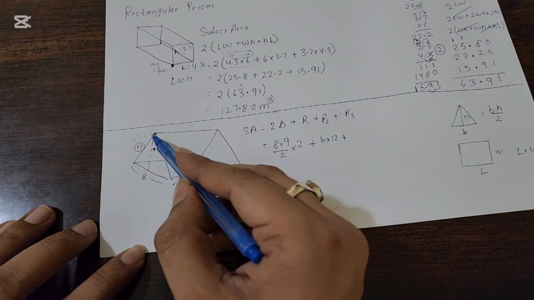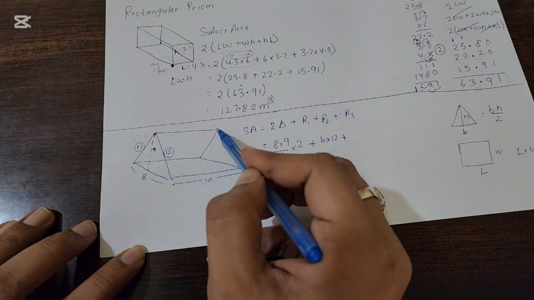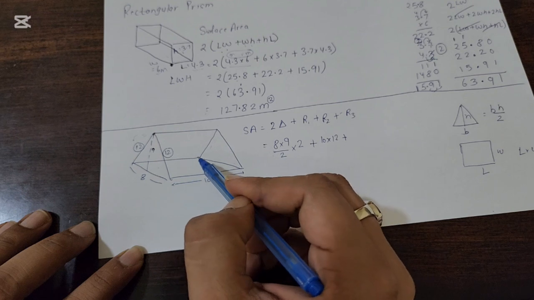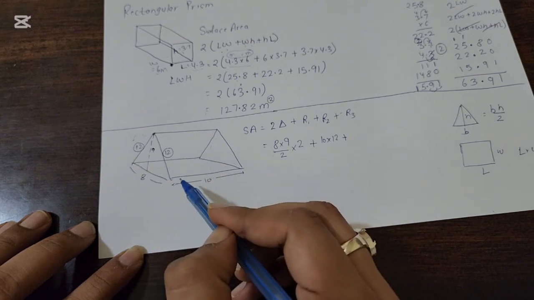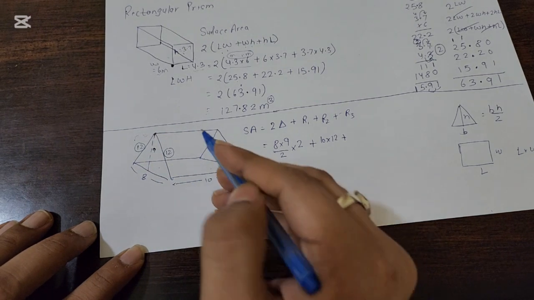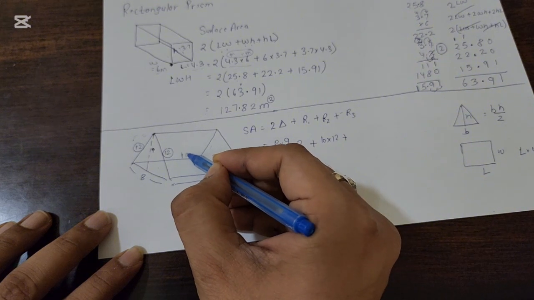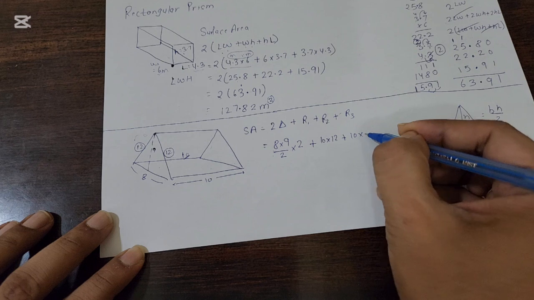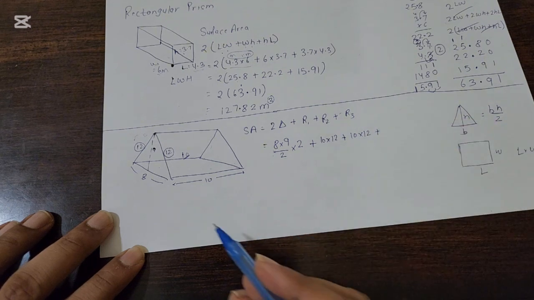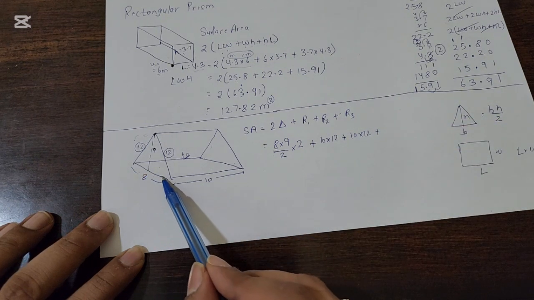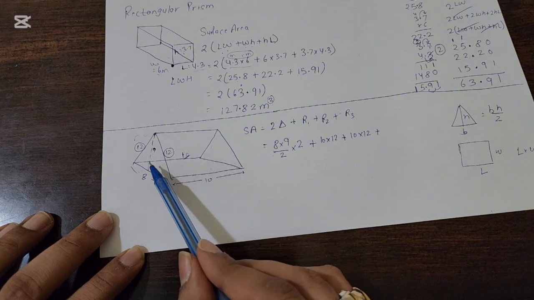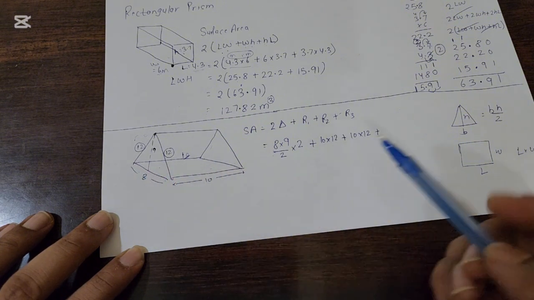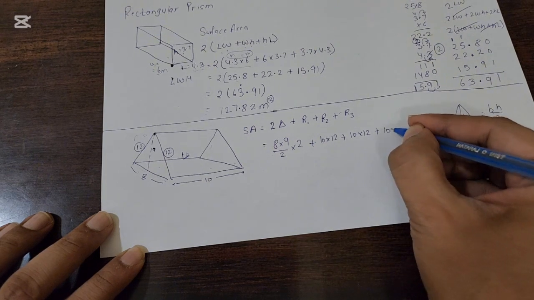Now check the rectangle on the other side, on the back side. The width is 12 and the length here is not given. But check this line and this line, they are same, right? Equal. Yani this length is also 10. So 10 times 12. 10 times 12. They are identical. Plus the rectangle at the bottom, this one. The length is 10 and the width is 8. So you have to do 10 times 8.